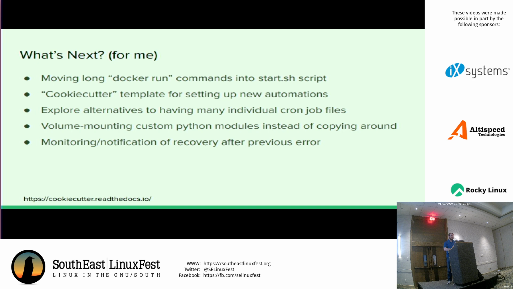Volume mounting the custom Python modules. Those custom Python modules that I mentioned, right now they're just copied into each of those automations. If we need to update them, we just recopy them all back. It's not a lot of effort, but a potentially cleaner way would be to allow every automation to use the exact same file. So you'd use another volume mount, a read-only volume mount, to bring that folder of Python modules into your container at runtime, and then set the PYTHONPATH environment variable in the start.sh script so they can just be imported.